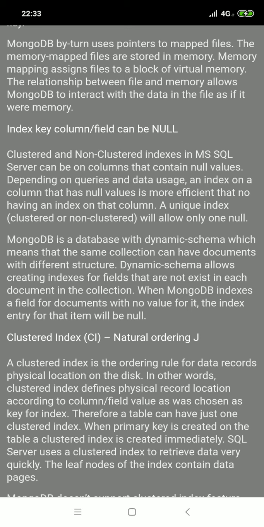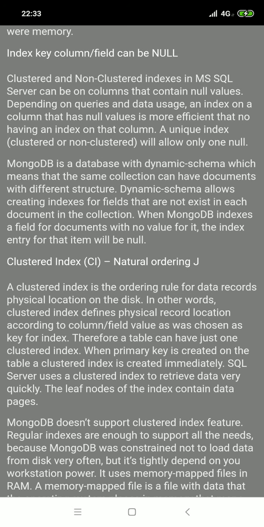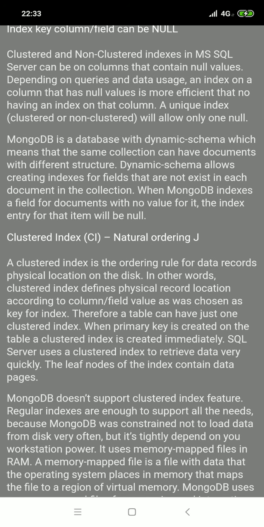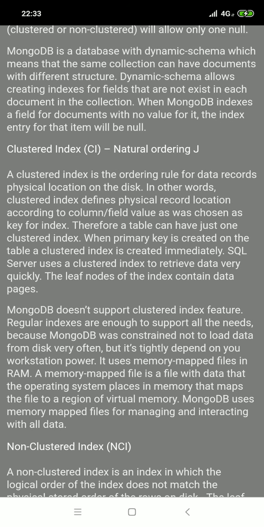And MongoDB is a database with dynamic schema, which means that the same collection can have documents with different structure. Dynamic schema allows creating indexes for fields that do not exist in each document in the collection. When MongoDB indexes a field for documents with no value for it, the index entry for that item will be null.